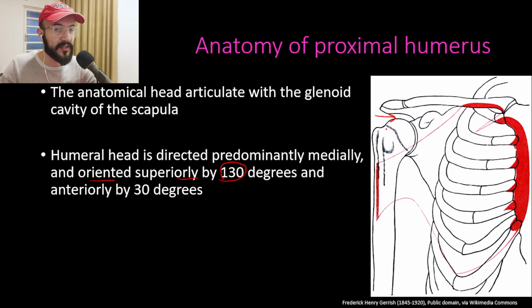If we draw a straight vertical line here, we can see that the humeral head is directed medially to this side and is oriented superiorly by 130 degrees. So this angle here is 130 degrees. If we had a 3D picture of the humeral head, we can see that the head of the humerus is oriented anteriorly by 30 degrees, so it is oriented to the anterior side by 30 degrees. Those numbers are beneficial in the reconstruction of the humerus in complex fractures.